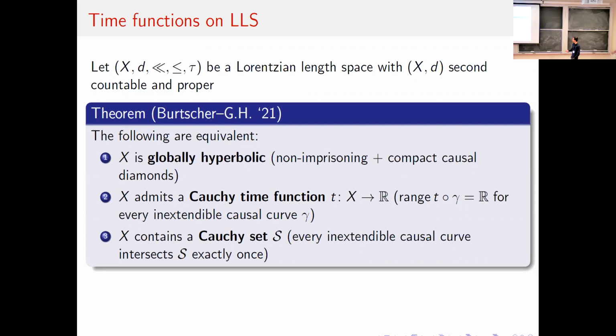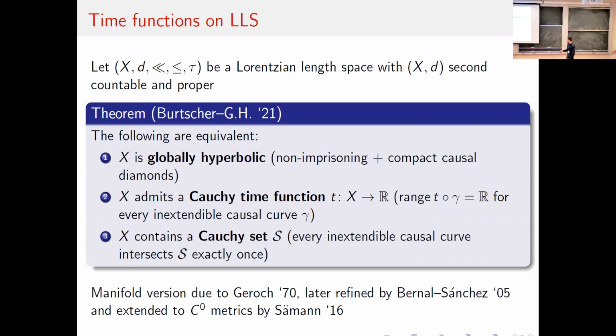And then a Cauchy time function. This is a time function, so it increases along every future-directed causal curve. And moreover, we are requiring that if the curve is inextendable in both directions, then the time function should go to plus infinity in the future, and it should go to minus infinity in the past. And then a Cauchy set is a set that is intersected exactly once by any such inextendable causal curve. One implication that is kind of trivial is from 2 to 3, because if you have a Cauchy time function, then the level sets are Cauchy sets. In the smooth setting these are called Cauchy surfaces, but here it's not clear what surface would mean.